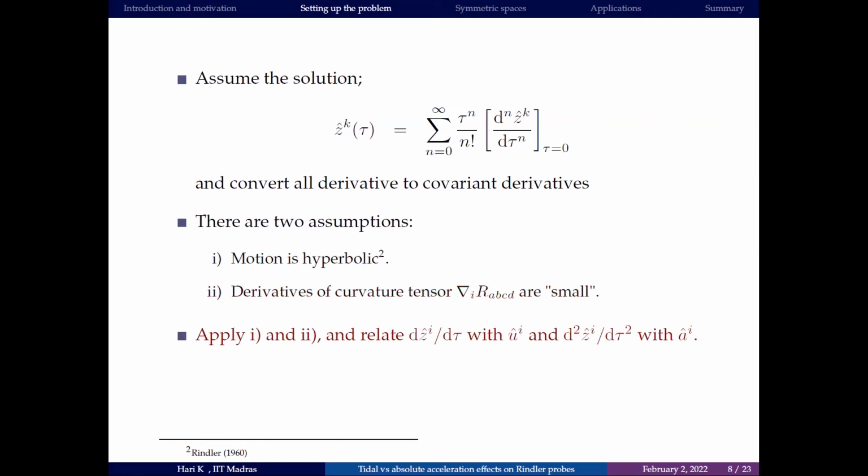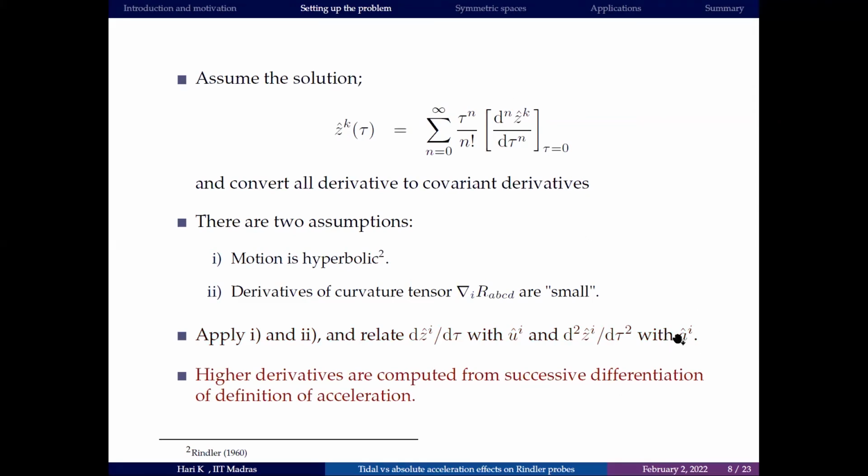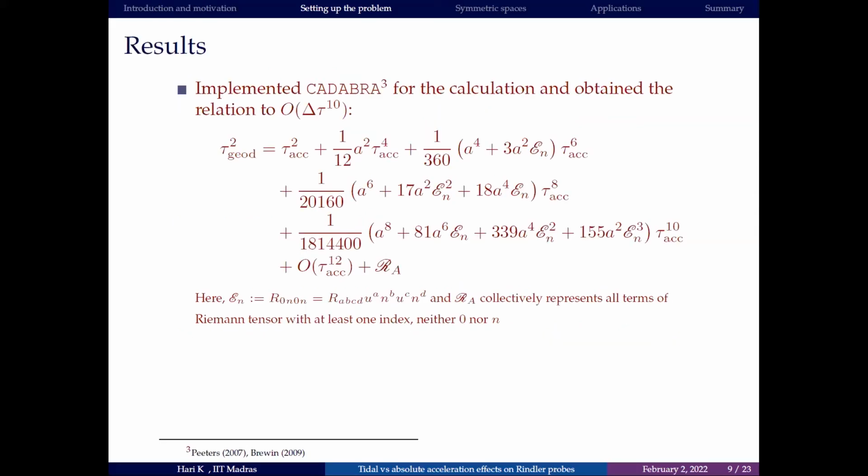With these two assumptions, we can relate the first derivative of Z with U and the second derivative of Z with acceleration. The successive derivatives are obtained from differentiation of the definition of acceleration. So these are the technical parts. I'm skipping the intermediate steps because they are lengthy, and we have also implemented a symbolic package called Cadabra.